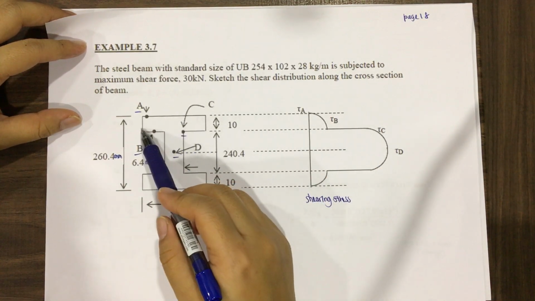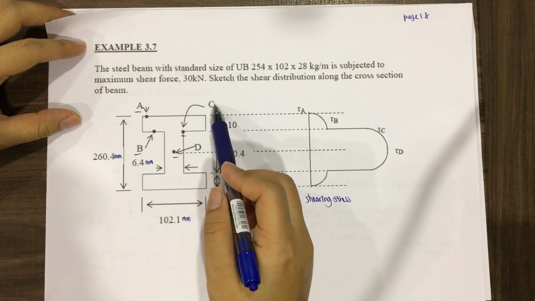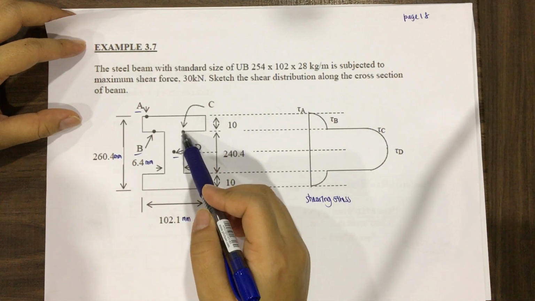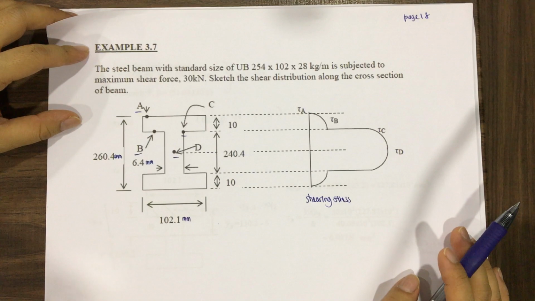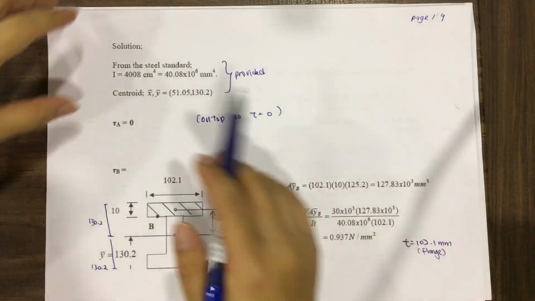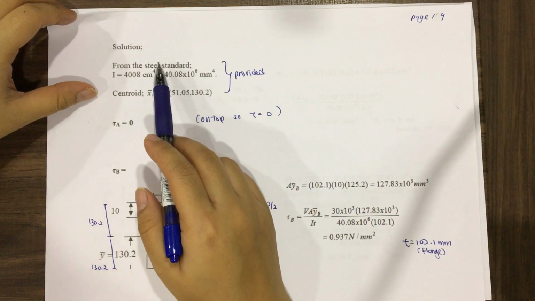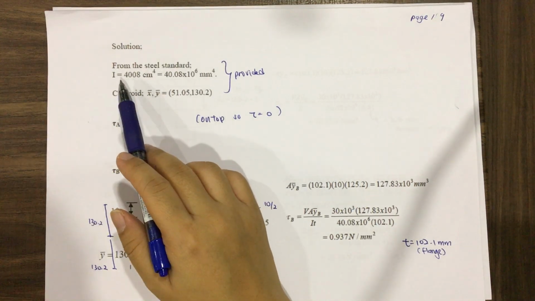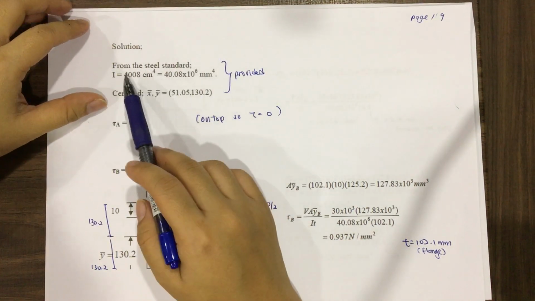For B we will use the thickness of the flange, and for C we will use the thickness of the web because it's located at the web. Okay, so the solution: they already give you the value at the standard size, so from the table you can check the table for the steel.